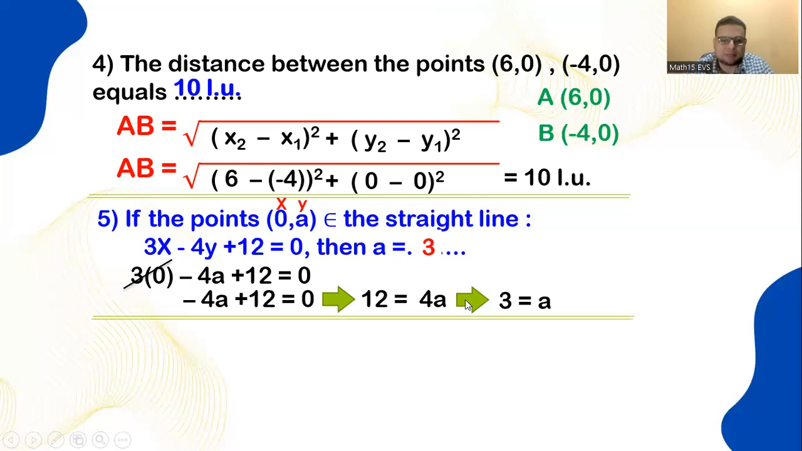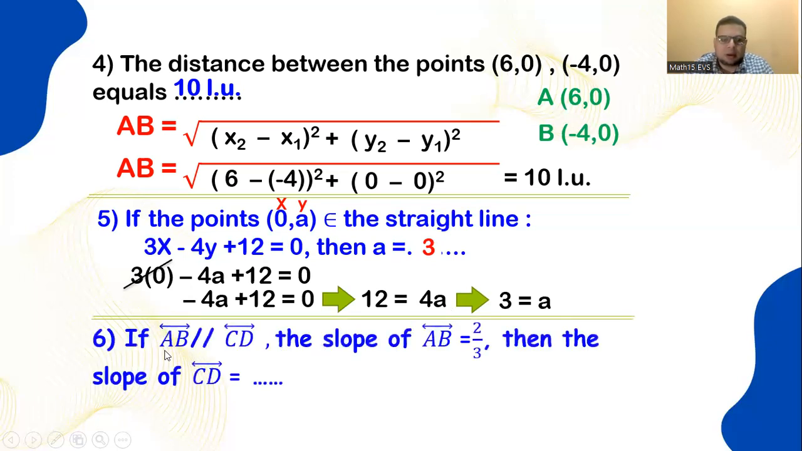Question number 2. If the straight line AB is parallel to the straight line CD, and the slope of AB equals 2 over 3, you have the slope now, and you know the two straight lines CD and AB are parallel, so they have the same slope. Then the slope of CD equals 2 over 3. Because if L1 is parallel to L2, then m1 equals m2.